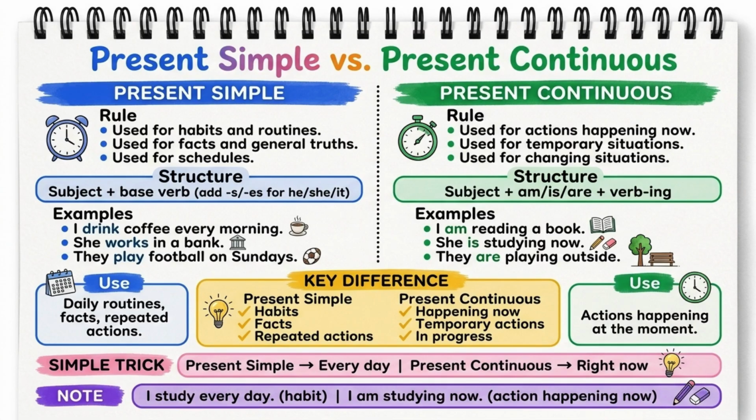Here are some examples. I am reading a book. She is studying now. They are playing outside. The word now tells us the action is happening at this moment.